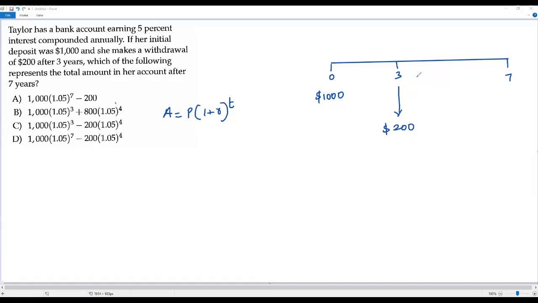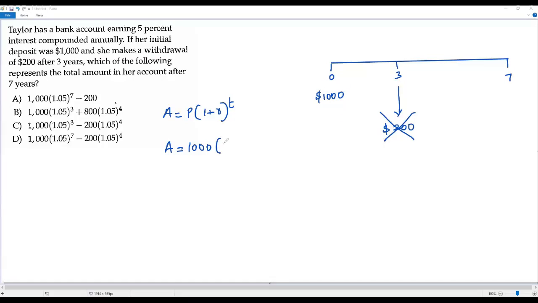Now what we can do is assume that she has not made any withdrawal in the middle. So she deposited $1,000 and keeps the $1,000 for the entire 7 years. Then what is the value of the deposit at the end of 7 years? For that, we have to use the formula. A equals, so here the value of P is the initial deposit, which is $1,000. Please remember, I have assumed that she has not made any withdrawal, so she keeps her money for the entire 7 years.